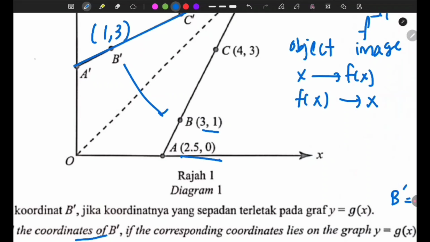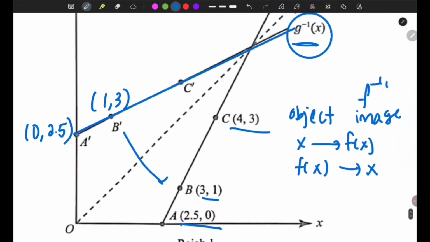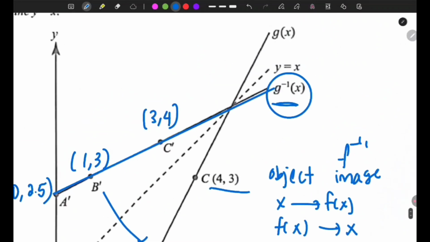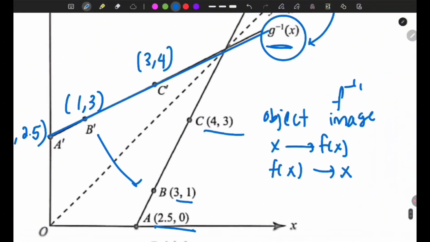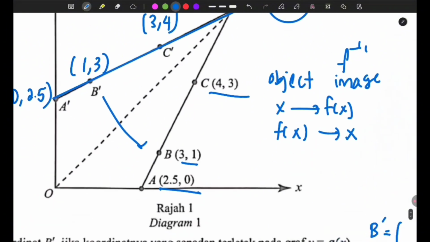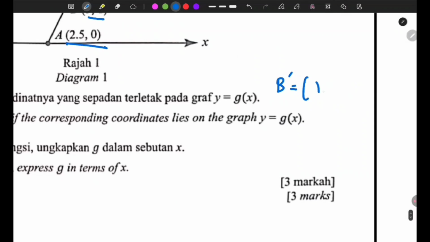If here is (2.5, 0), here should be (0, 2.5). Here is (4, 3), here is (3, 4). Everything terbalik. It's just because inverse. This is g(x) and this is the inverse, the terbalik, the songsang of it. So everything should be songsang, the coordinate, everything. So your b prime is (1, 3).